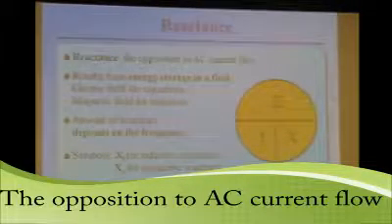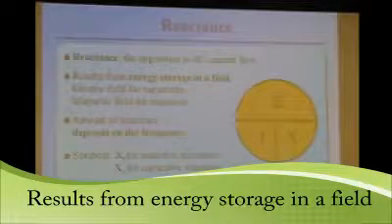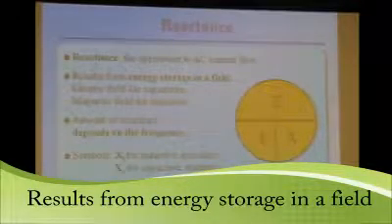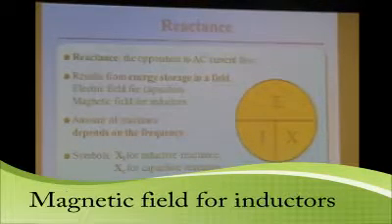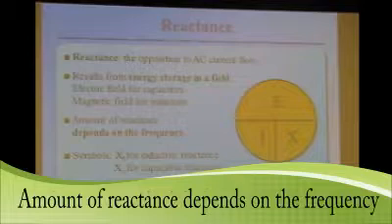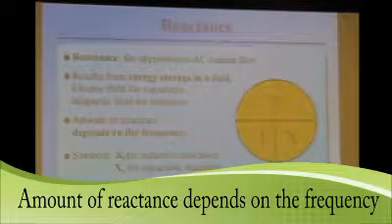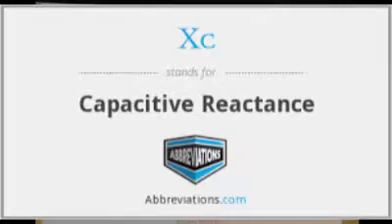Reactance also impedes the flow of AC current, not necessarily DC current, but AC current. It results from energy storage in a field. It uses the electric field for capacitors and the magnetic field for inductors. And the amount of reactance depends on the frequency. So you can have inductive reactance, that is reactance caused by an inductor, or you can have capacitive reactance, that is reactance caused by a capacitor.